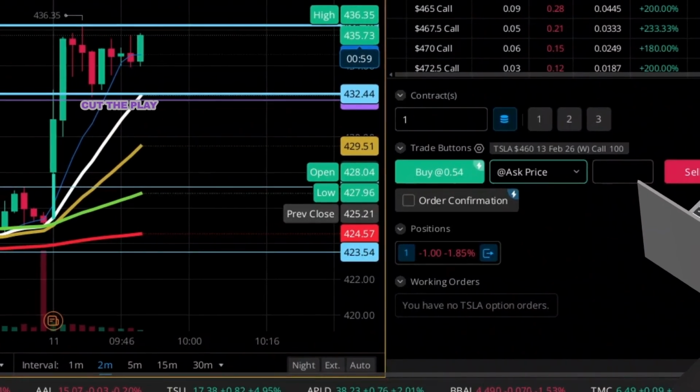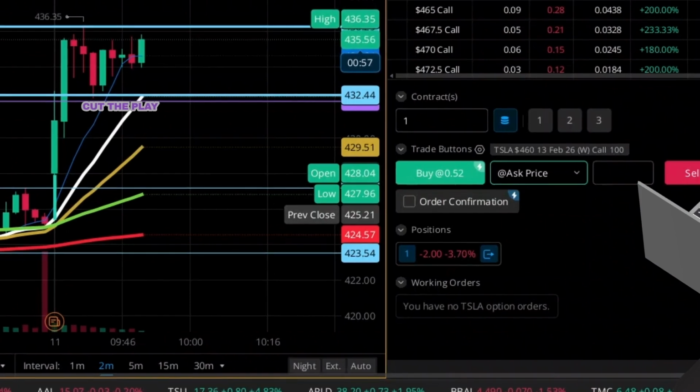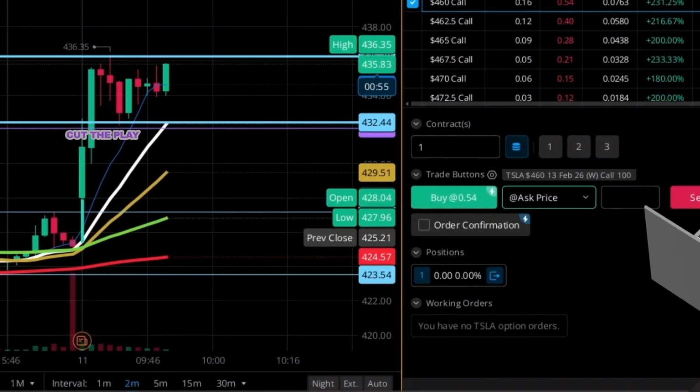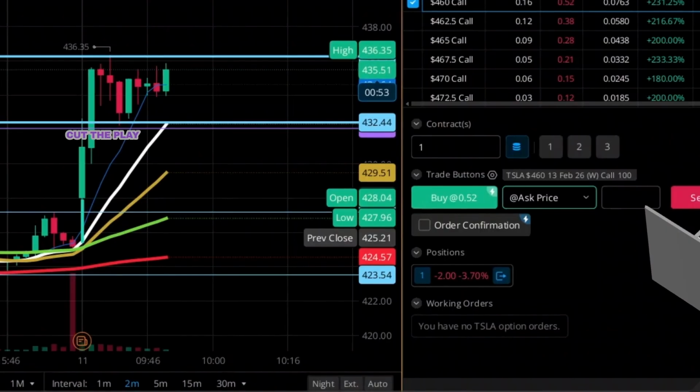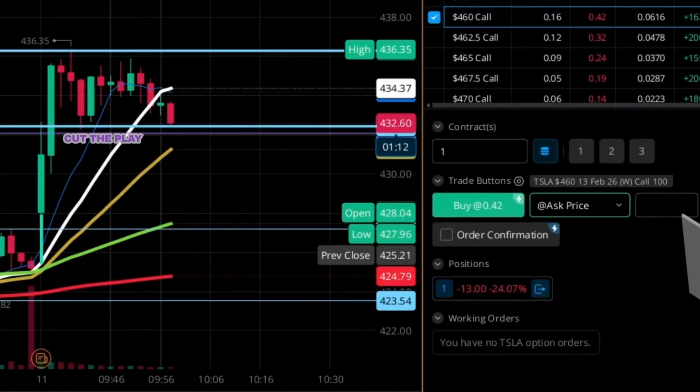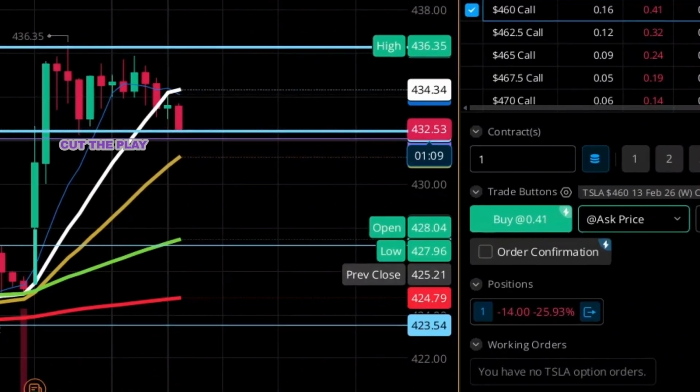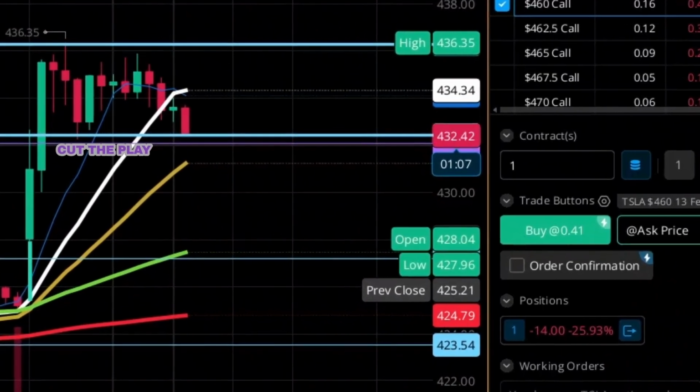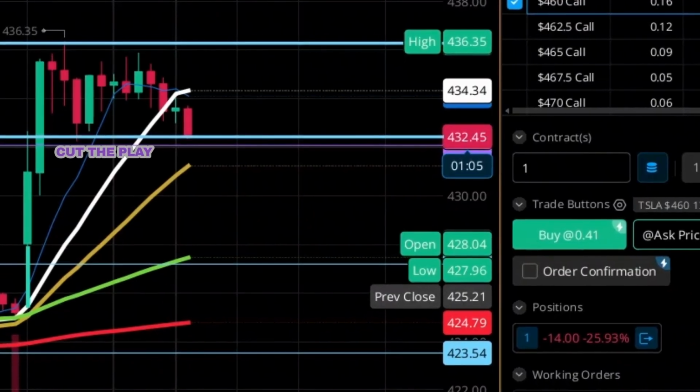My entry was great. My option is small. So remember, we're not focusing on dollar amount right now. We're focusing on percentage. All right. So pay attention to the percentage. So now here we are. It looks like we're about to be taken out and that we were wrong.